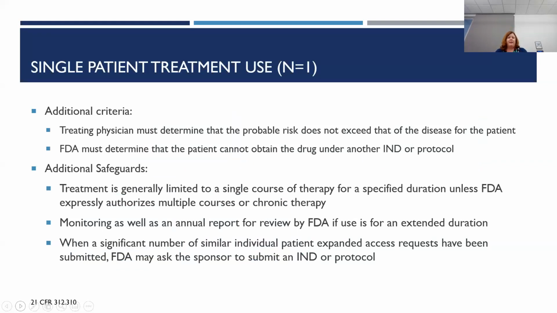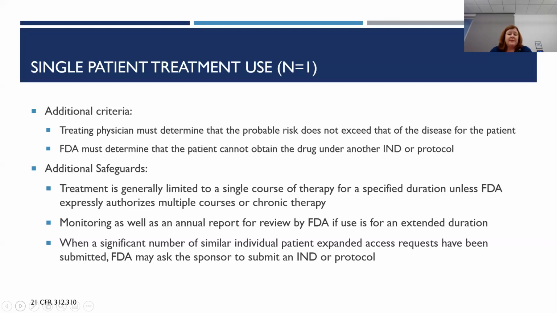So we have those initial criteria that apply to all of the different types of expanded access. Each different type then has additional criteria. So for single patient treatment use, non-emergency use, the additional criteria is that, again, the physician has to determine that the risk doesn't exceed that of the disease for the patient. And then there has to be no available clinical trial open for that patient to enroll in, or they don't qualify for that clinical trial. That's kind of what we see a little bit more frequently, is that there's a reason why they don't qualify for a clinical trial that might be open in the area.